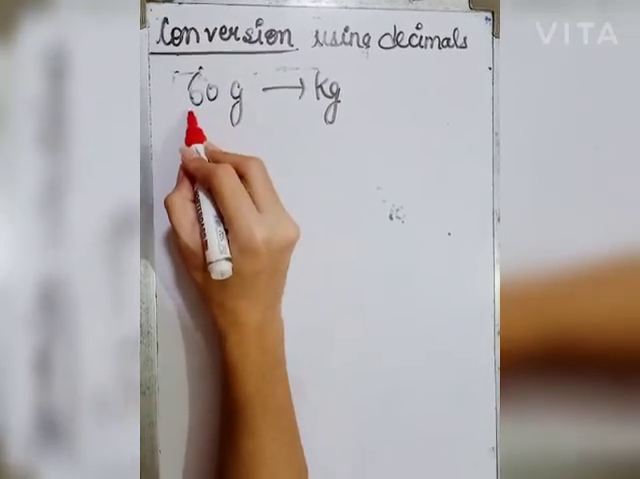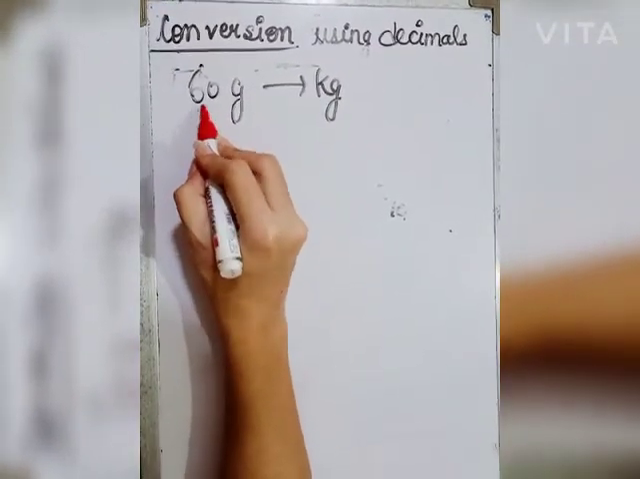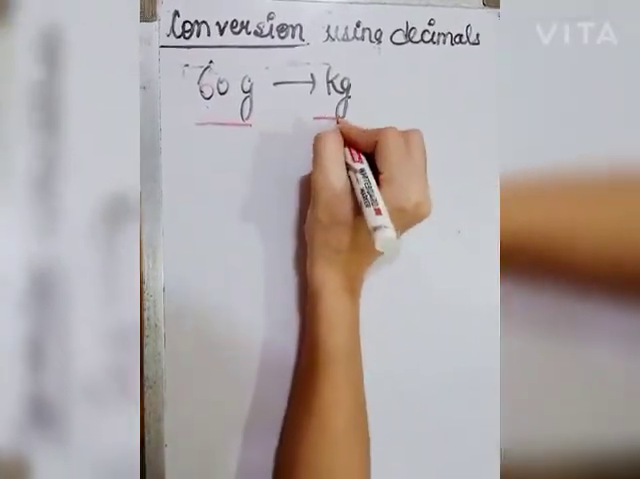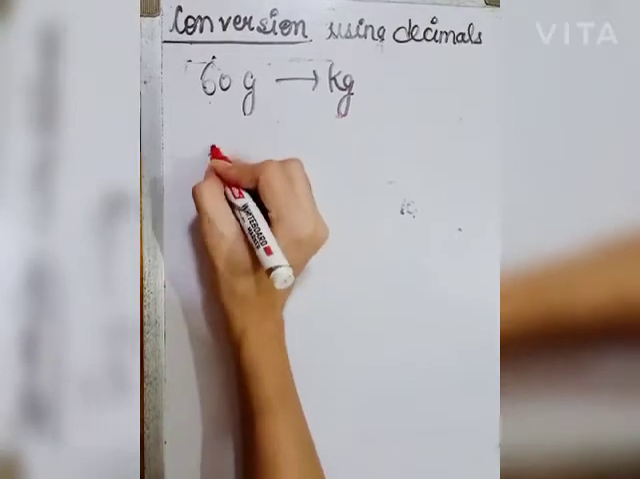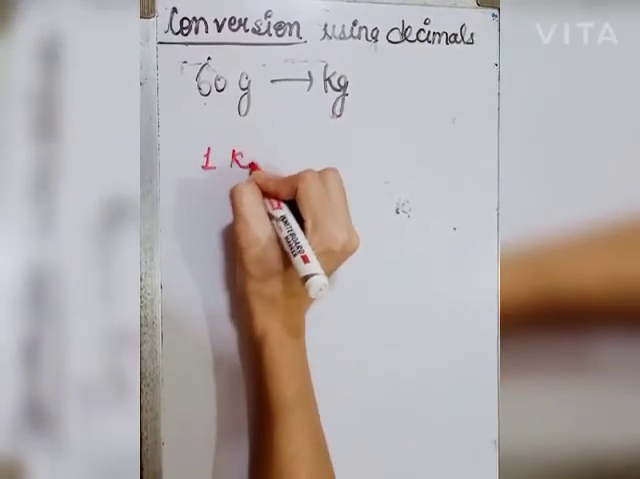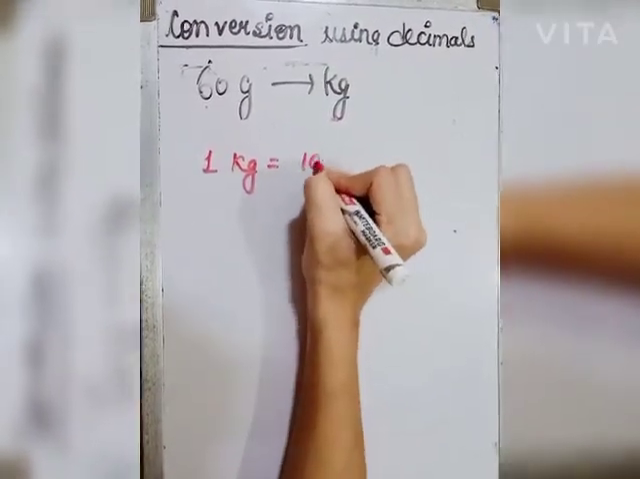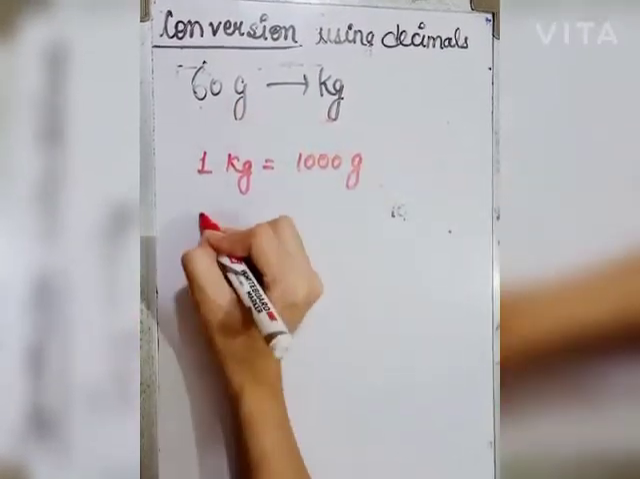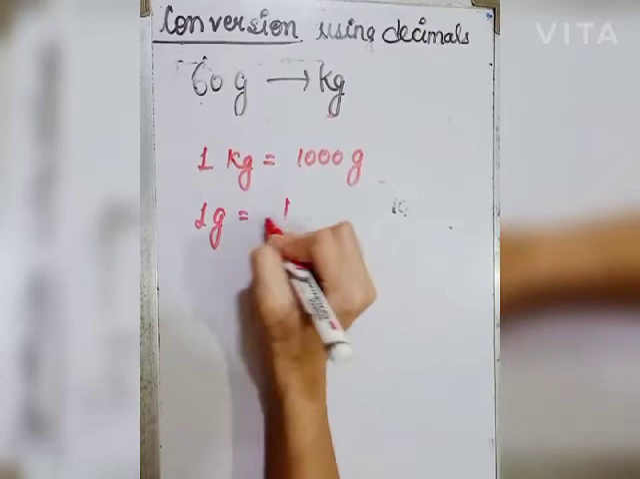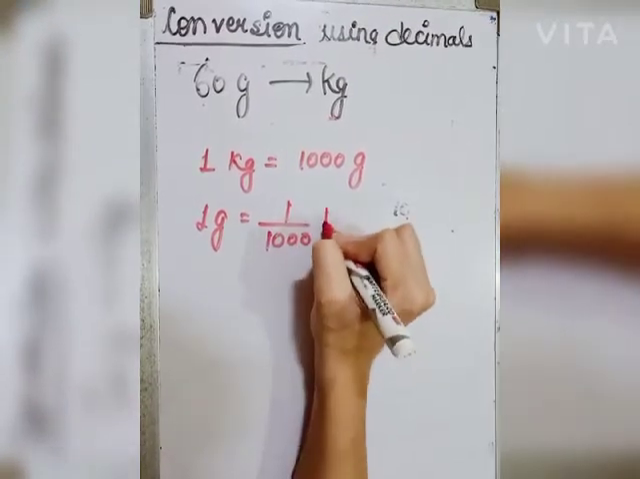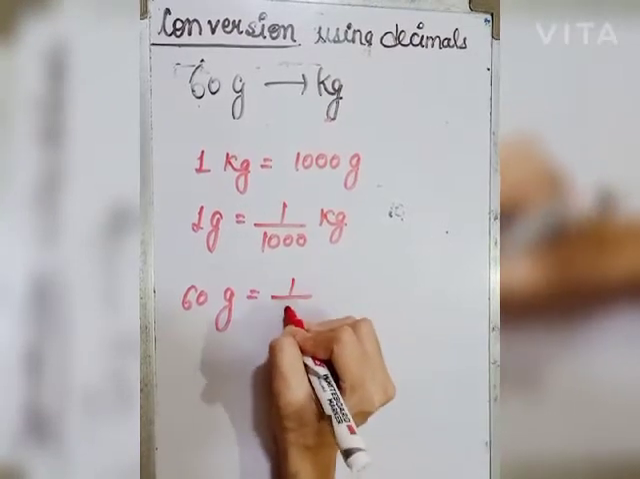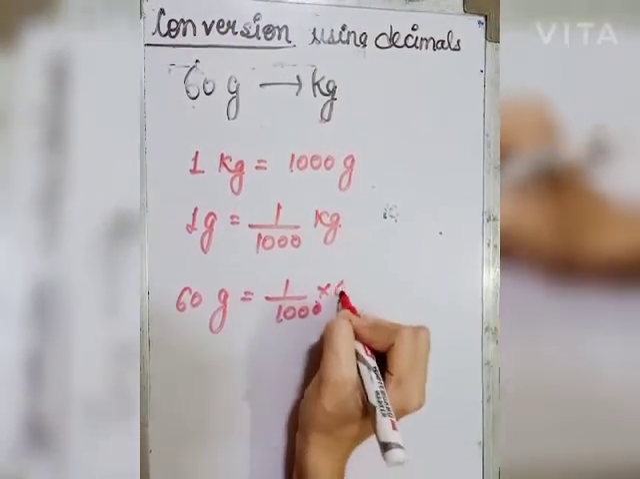Students. Here you have to convert 60 gram into kg. 60 grams को kg में convert करना है. Now we know 1 kg equals to 1000 grams, बट यहाँ पर उल्टा करना है, ग्राम्स को kg में करना है. So we should know 1 gram equals to 1/1000 kg. So 60 grams में कितना होगा, 1/1000 into 60.